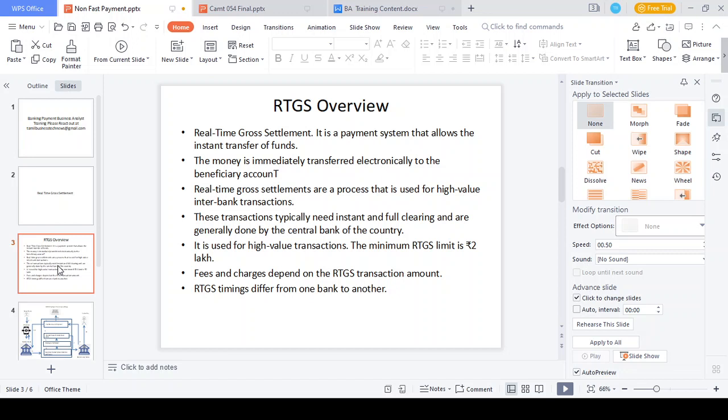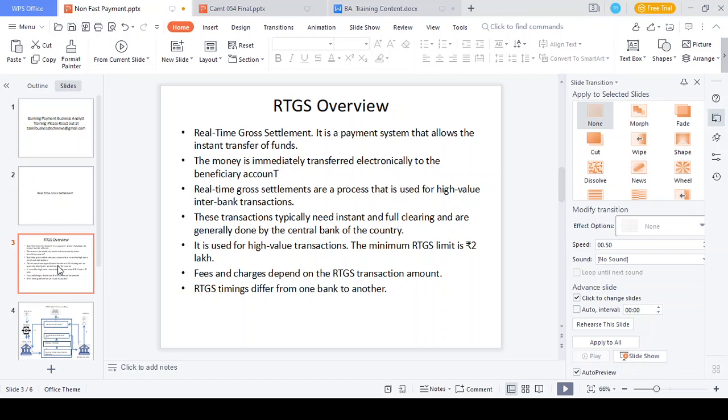What are high volume transactions? We need to proceed only through the RTGS lane. If the transaction is within a 2 lakh limit, they use the NEFT payment methodology. If the transaction value is above 2 lakhs, they use the RTGS payment system methodology. Based on your transaction amount, fees and charges are collected for the RTGS transaction. It differs from one bank to another, and RTGS clearing time also differs from one bank to another.